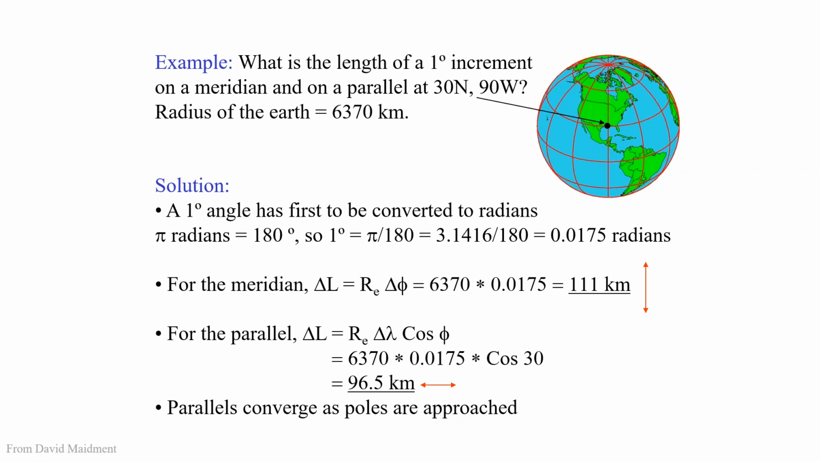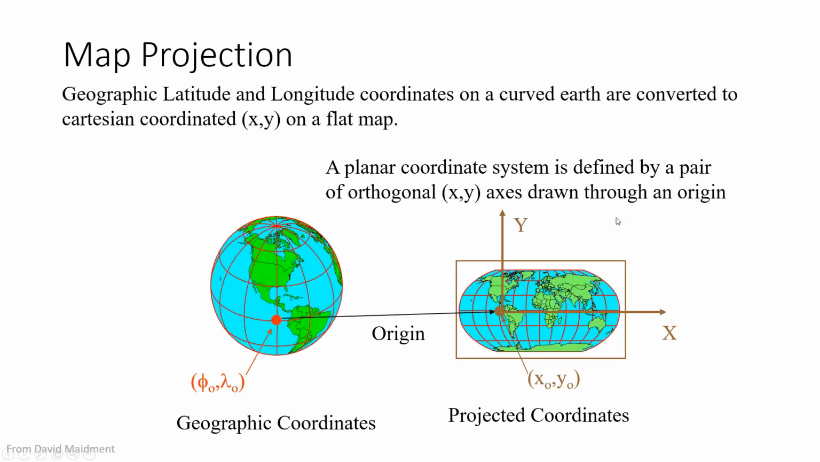This is approximate because the Earth is not really a sphere. ArcGIS will actually do the calculations based on the ellipsoid for the specific projection being used.